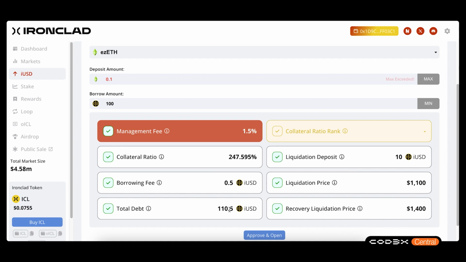Total debt, now this includes the borrowing fee plus the 100 I'm borrowing. The extra 10 is this liquidation deposit here. Now this 10 you do not have to repay. You'll borrow 100 IUSD, you'll have 100 IUSD. This liquidation deposit is just added to your debt, and this is to incentivize liquidators to perform liquidations efficiently and profitably.